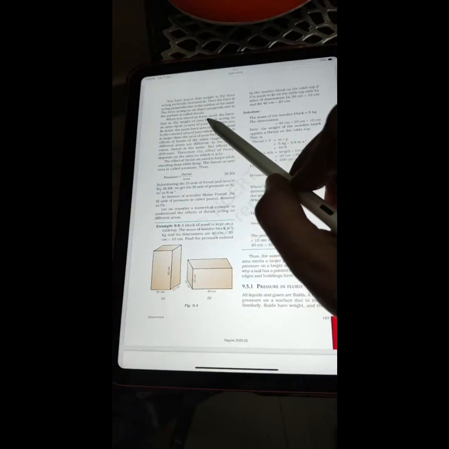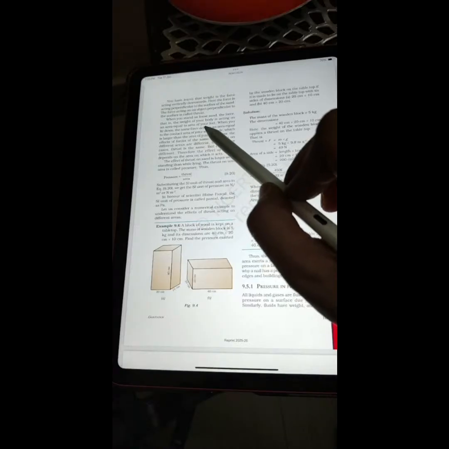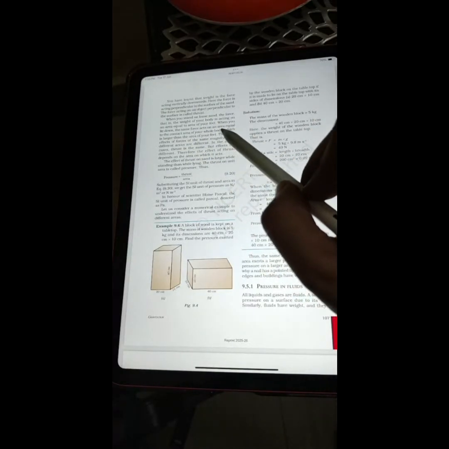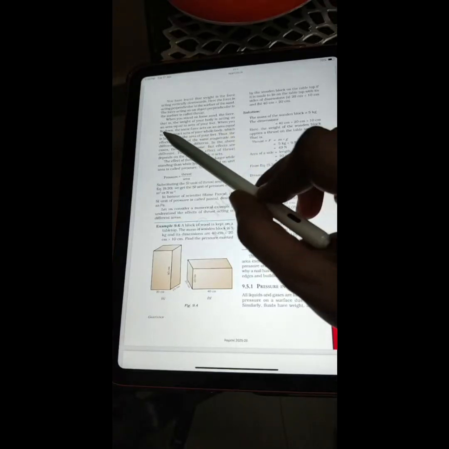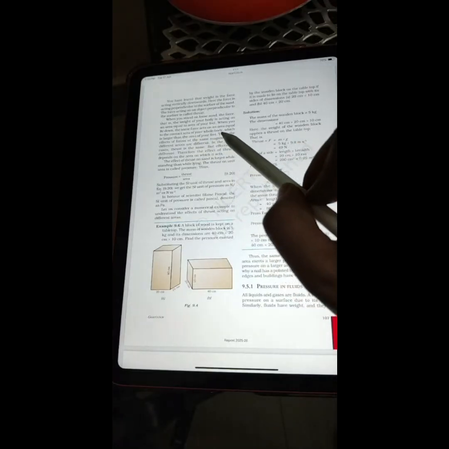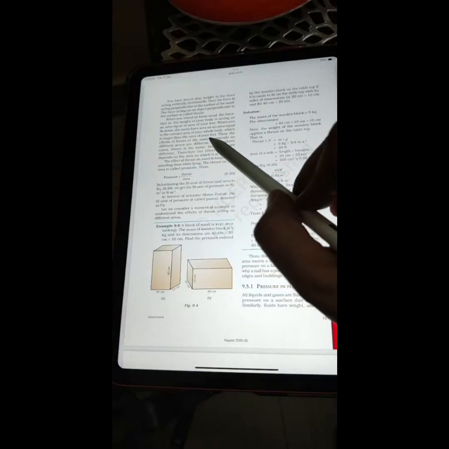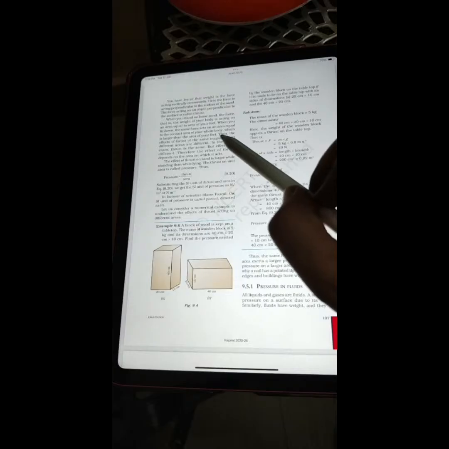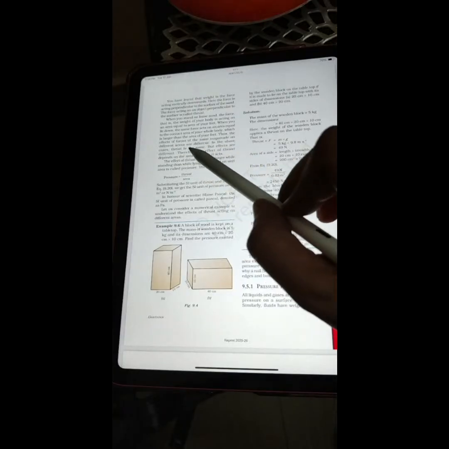When you stand on loose sand, the force, that is the weight of your body, is acting on an area equal to the area of your feet. When you lie down, the same force acts on an area equal to the area of your whole body, which is larger than the area of your feet. Thus, the effects of forces of the same magnitude on different areas are different.